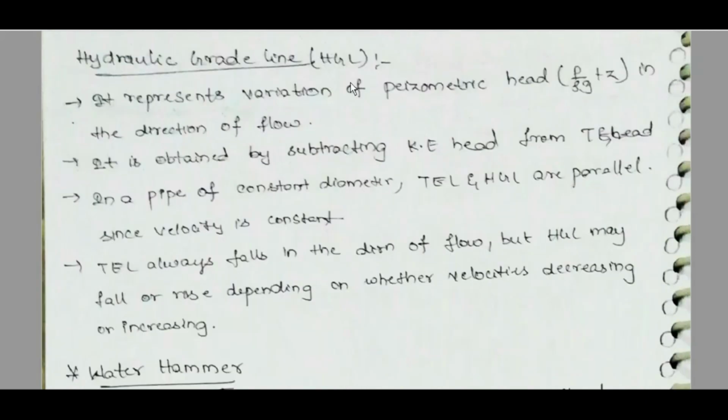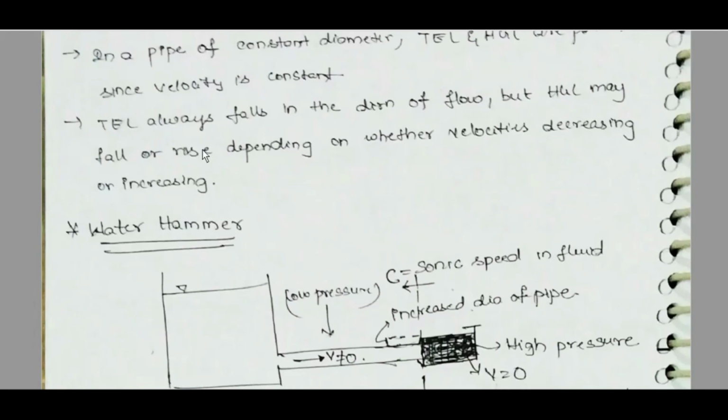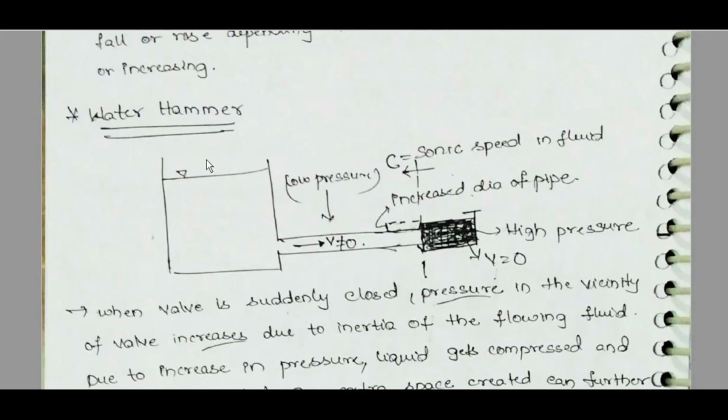Hydraulic gradient line represents variation of piezometric head, P by rho g plus z, in direction of flow. It is obtained by subtracting KE head from TE head. In a pipe of constant diameter, TEL and HGL are parallel since velocity is constant. TEL always falls in direction of flow, but HGL may fall or rise depending on whether velocity is decreasing or increasing.